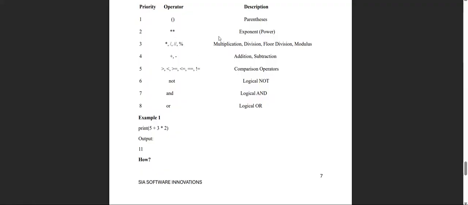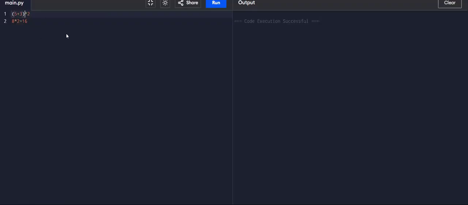Next, the second priority is given to exponent. So in this example, if not using parentheses, then the output will be. So here, the exponent has higher order compared to the plus operator. So Python will run 2 into 3 first. So it will be 6. And next, it will add 5 to it. So the output will be 11.